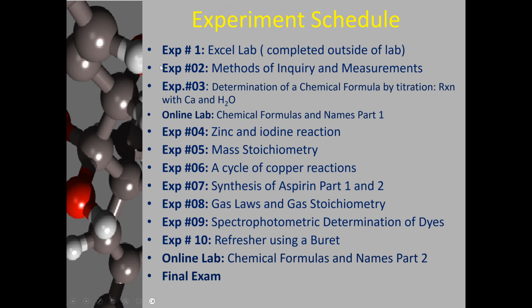And so this is our experiment schedule. Again, the Excel lab is something that is completed outside of the lab. Our first experiment, the week of June 5th, is going to be experiment 1, method of inquiry and measurements. Experiments 3 and 4 will be done together, and then the rest of them will be one at a time until experiments 9 and 10 are done together as well. So we have a pretty packed semester this summer.